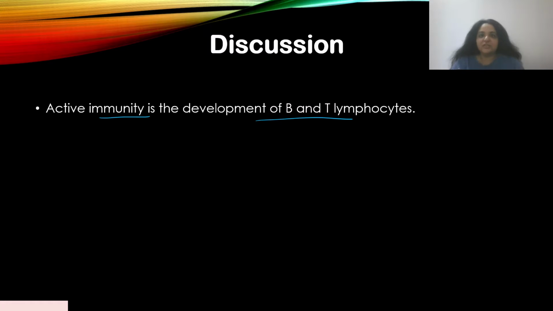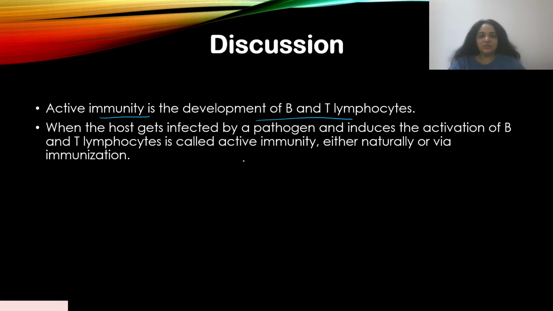It's not directly just given to us. It's not passive immunity. Passive is when the antibodies or the antitoxins or whatever are directly given to the patient. But active immunity is when the immune system gets activated and fights against the pathogen. When the host gets infected by a pathogen, as I explained, it induces the activation of B and T lymphocytes, called active immunity, either naturally or via immunization. Immunization is when people are vaccinated.